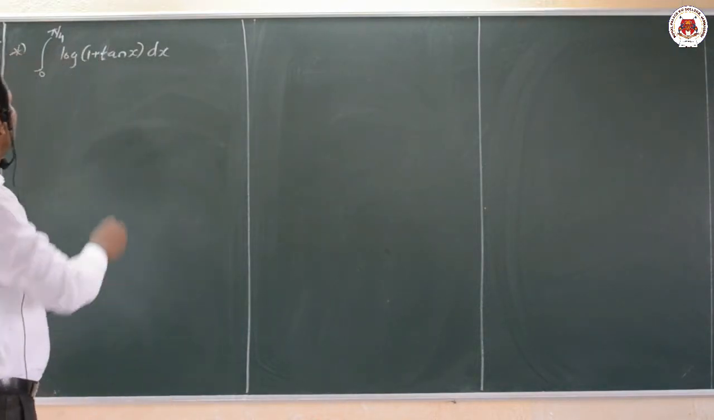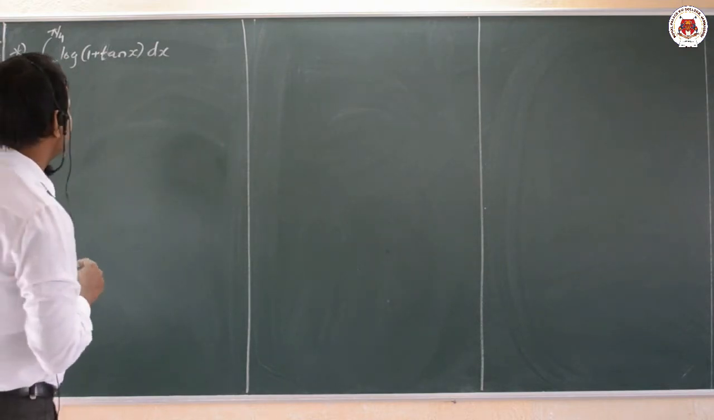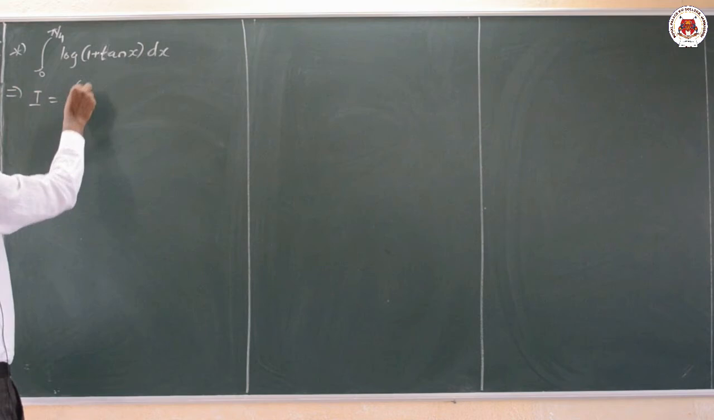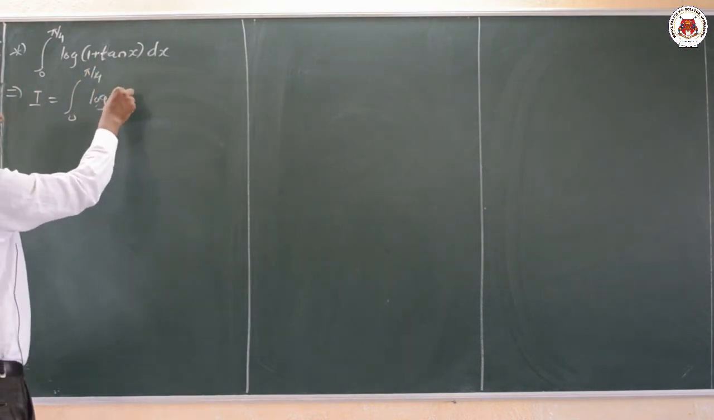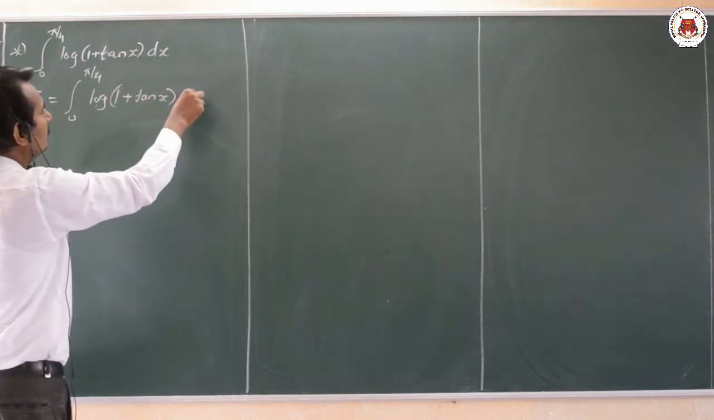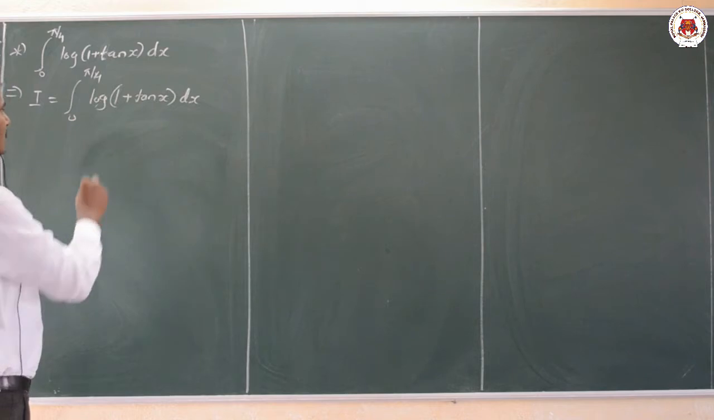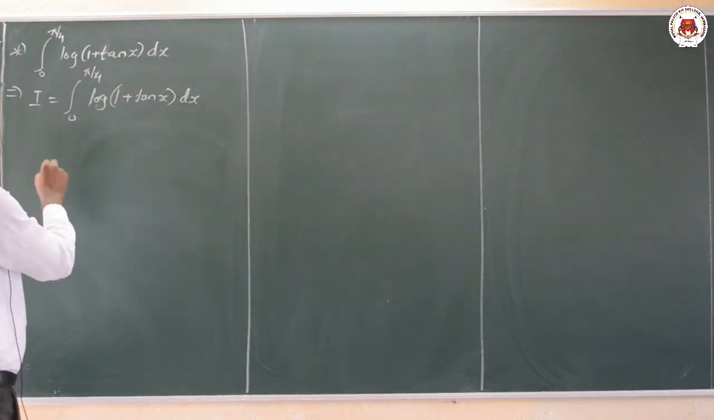Now what we have is the integral from 0 to pi by 4 of log of 1 plus tan x. Very simple thing. Let us take I equal to the required question, that is the integral from 0 to pi by 4 of log of 1 plus tan x into dx. This is the first part. The next thing, now here I will make use of the property.